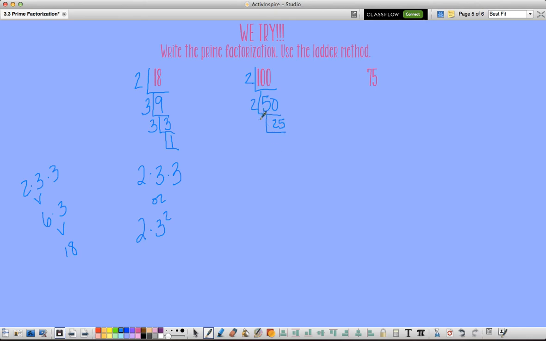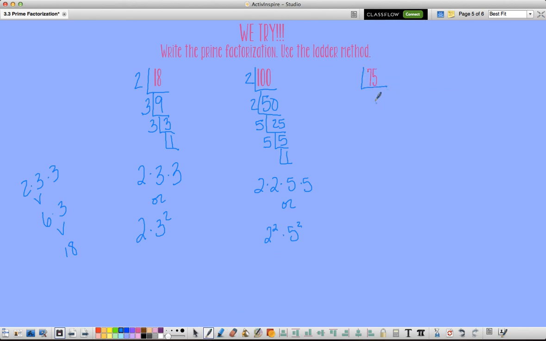We know 25 is composite. It can be divided by 5 because it ends with 5, and we get 5. I know 5 is prime, so I know that it has to be 5, and I get 1. So I know that my prime factorization is 2 times 2 times 5 times 5, or 2 squared times 5 squared, which ends up being 4 times 25, which I know if I have 4 quarters, that gives me $1. All right, so that's just double checking our work.